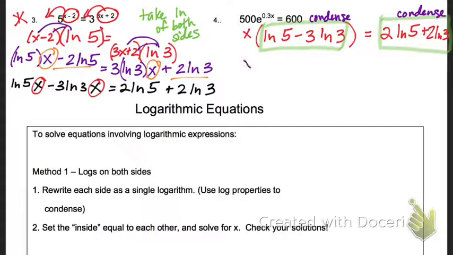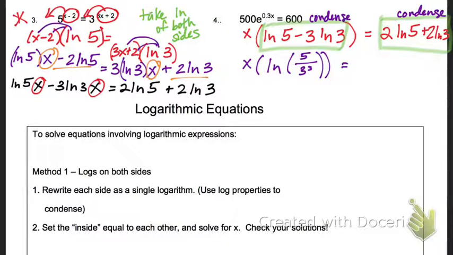So how would I condense the left? If you have a minus, what does that mean? It's on the denominator. So 5 goes on the top, and what goes on the bottom? 3. But there's a 3 in front of it. So 3 to the third.